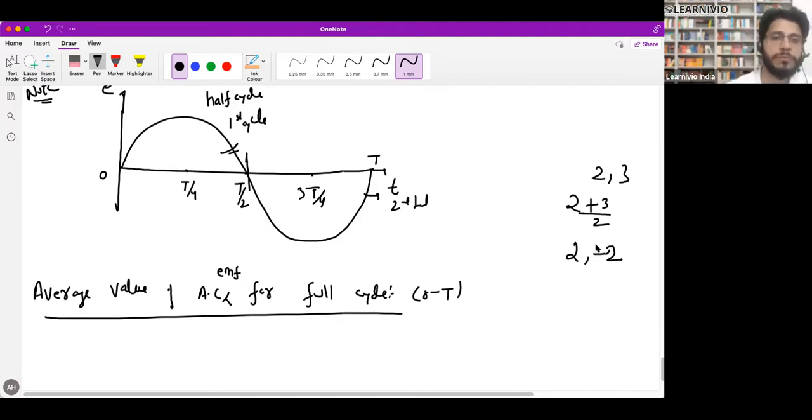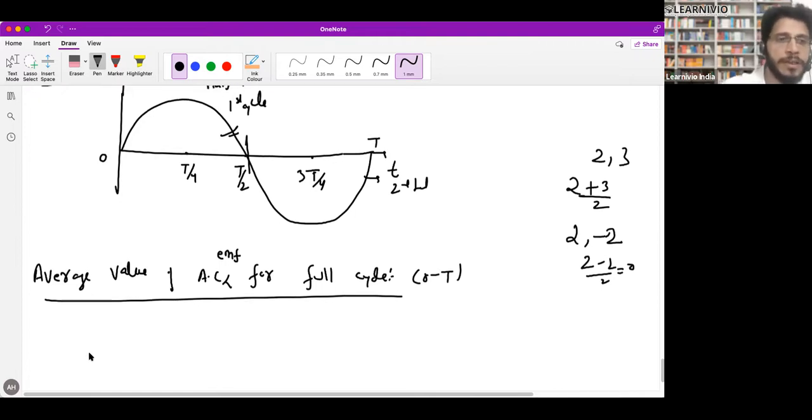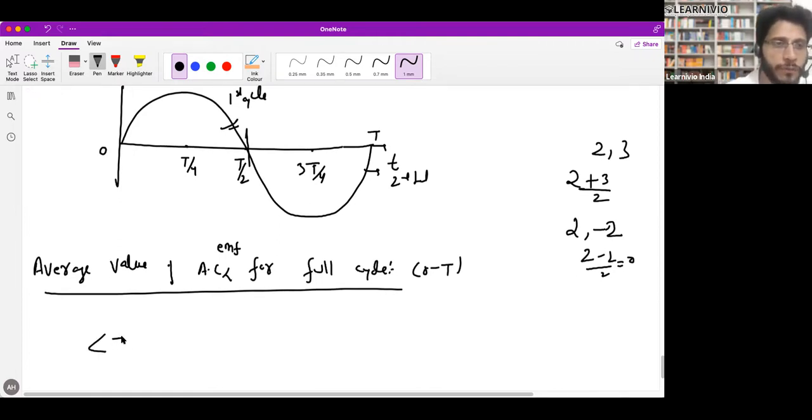How we calculate average? We add them up and divide it by the number of quantities. So what will be the value if you add 2 and minus 2? So what should be the average? It's 0. If you calculate average of 2 and minus 2, it comes out to be 0. So when you calculate average of two quantities which have equal positive and negative value, then you get 0. Similarly, if you calculate average of instantaneous current, we calculate average value in this way. This is the average for the full cycle. This is the symbol of average.